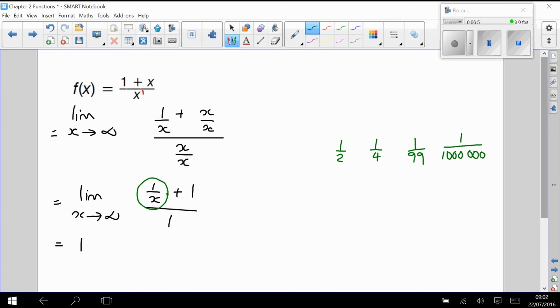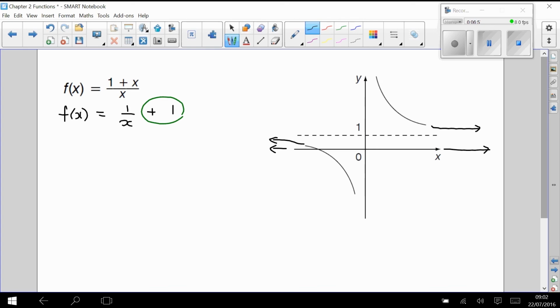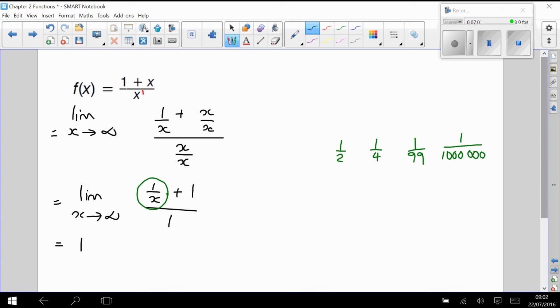This graph, we noticed from the previous slide, does tend towards 1, because when we looked at it pictorially, we could see that we were tending towards that horizontal asymptote of 1. So working it out algebraically, we have just been able to prove the same fact without having to resort to looking at the graph.